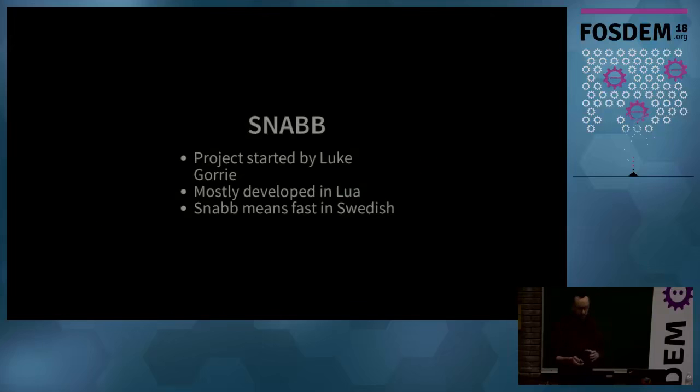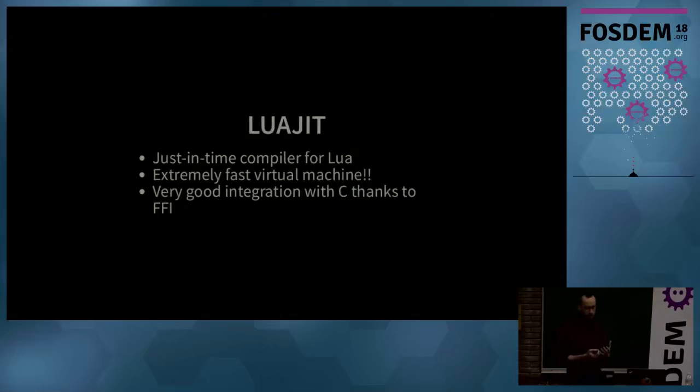And it's also fast because it runs on top of LuaJIT. LuaJIT is a just-in-time compiler for Lua. It's an extremely fast virtual machine, regarded as one of the fastest virtual machines out there. And in addition, it has very good integration with C, thanks to a foreign function interface that is only available in LuaJIT. It's not implemented by standard Lua. And in Snabb, most of the data types and data structures are actually defined in C.